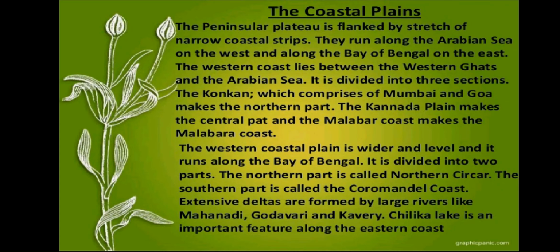Now, the coastal plains are divided into two parts: western coastal plains and eastern coastal plains. Western coastal plains are sandwiched, you understand sandwich? Bread. Between bread, potato is mashed in between. The same way the western coastal plains are sandwiched between Western Ghat and Arabian Sea. And eastern coastal plain, it is sandwiched between Eastern Ghats and Bay of Bengal.